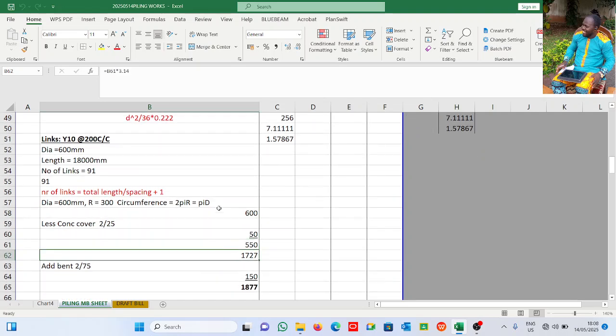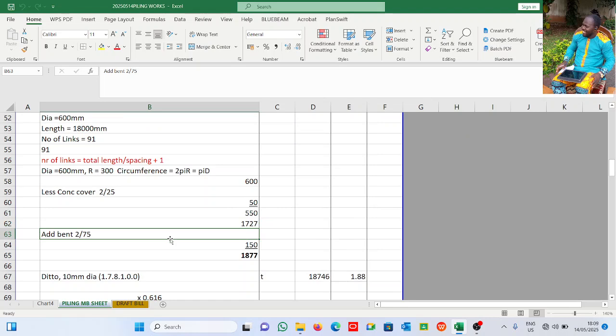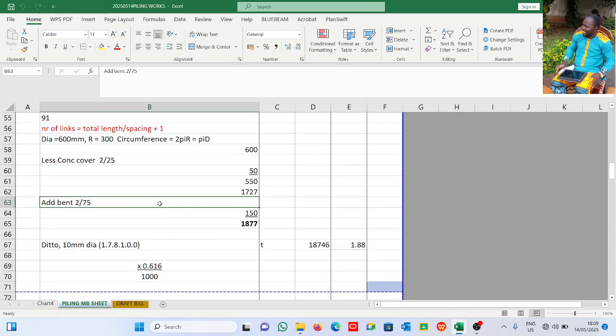Then I multiply by pi. Circumference is pi d, 2 pi r or pi d. So this is the d, which is the diameter I've calculated, and I multiply by pi. That gives me 1727. Right, so I add bend. Of course, when you tie links, whether in circular column or square column or rectangular column, you have to tie it so that they can lap each other and for proper tightening. So I add bend 75 mm. It could be some use 150, some use 100, some use 200. So 75 mm gives me 1877, so 1.877. That's what you see here, 1.88.